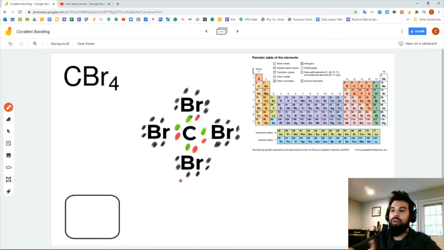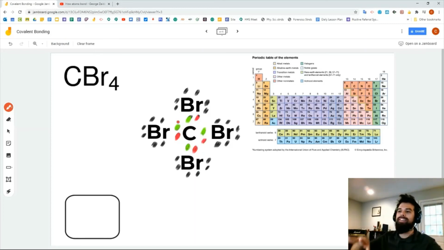Another thing that you'll notice is that because they shared them, everybody has 8 electrons around them. Bromine had 7, well, carbon shared one of his, and now bromine has 8. Each bromine has 8 around it. 1, 2, 3, 4, 5, 6, 7, 8. Carbon had 4, but then 4 bromines gave an electron each. So now it has 8. 1, 2, 3, 4, 5, 6, 7, 8.